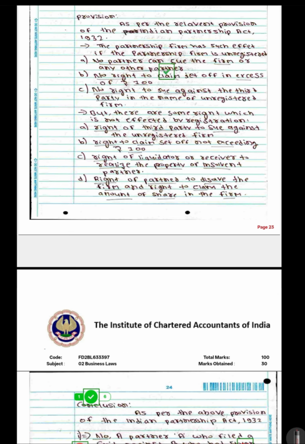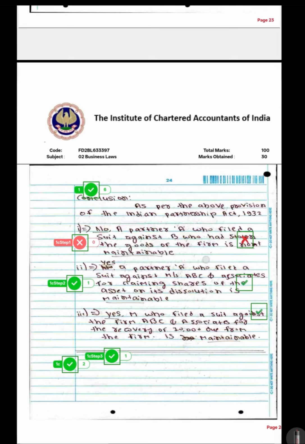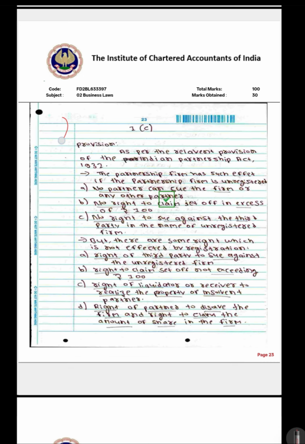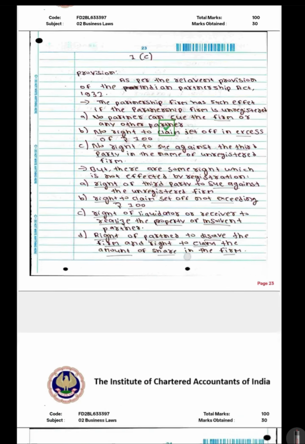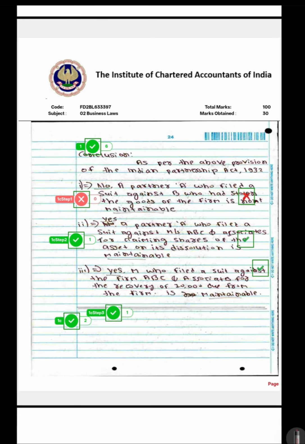And after writing this, I went to the conclusion. As you can see, this whole page was about the provision, and after this I wrote the conclusion here. As I have said already, don't use the direct form like yes or no. Don't try to write your answer indirectly as yes or no, as I have already said.